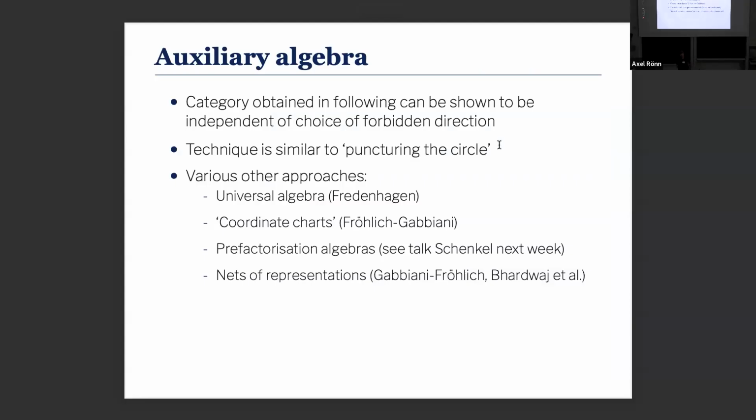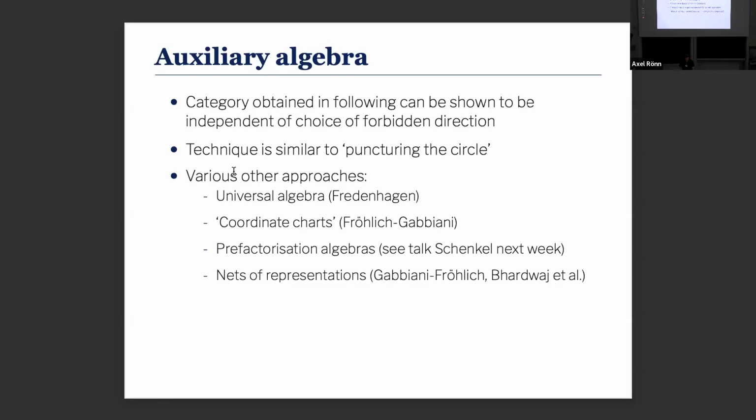If you're working with conformal nets on the circle, for example, this technique of choosing a forbidden direction is very much like choosing a point on the circle. On a circle you have the same issue, that the set of intervals doesn't form a directed set. There are some other approaches. You can do universal algebra, or a coordinate charts approach where you choose different forbidden directions for different parts of the system, and then make sure that the overlaps coincide.